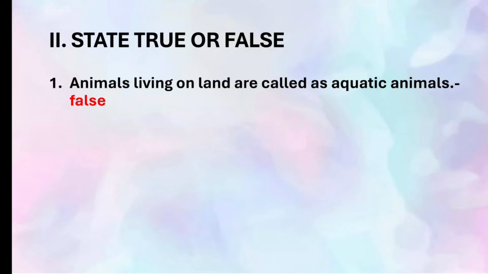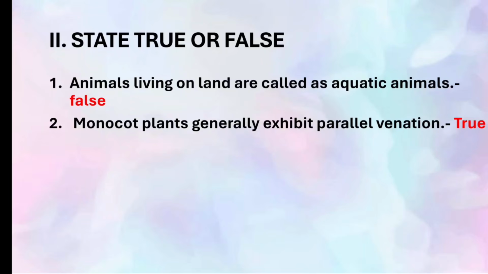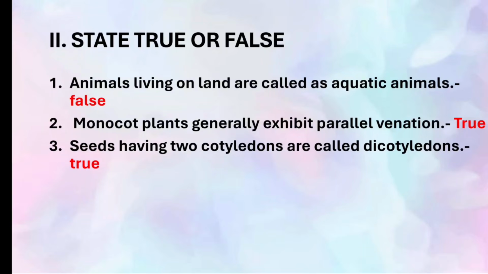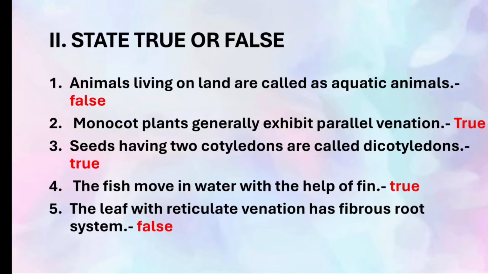Second main, state true or false. First question. Animals living on land are called aquatic animals. False. Second, monocot plants generally exhibit parallel venation. True. Third one. Seeds having two cotyledons are called dicotyledons. True. Fourth one. The fish move in water with the help of fins. True. Fifth one. The leaf with reticulate venation has fibrous root system. False.